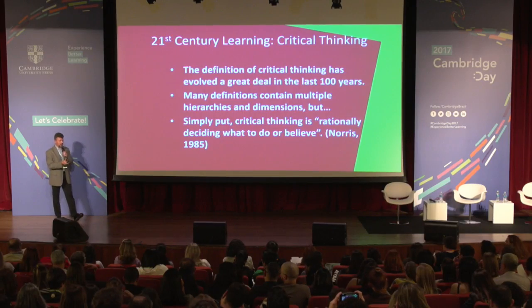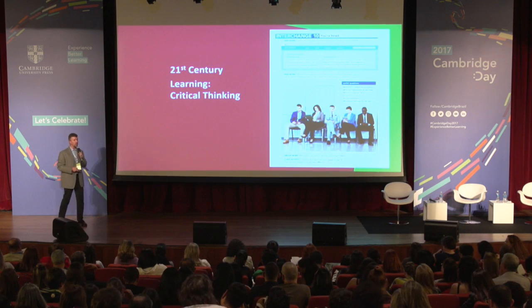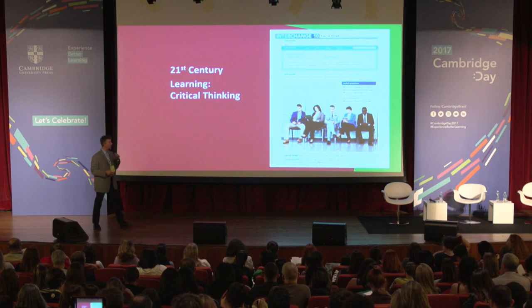So in other words, critical thinking means not just listening to someone telling you to do something, but thinking about what you're doing before you do it. So critical thinking is thinking about what you're doing. Let's look at some examples of how we can practice this in the classroom with students.